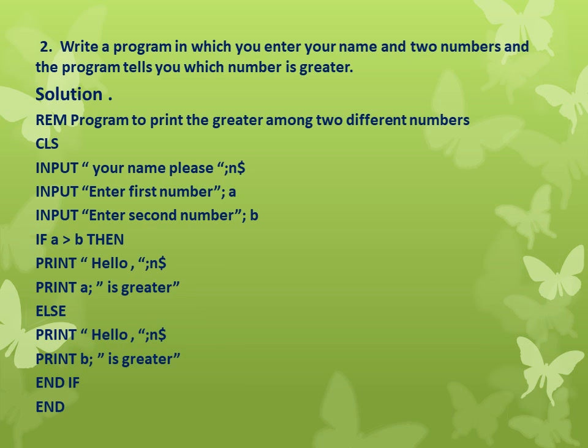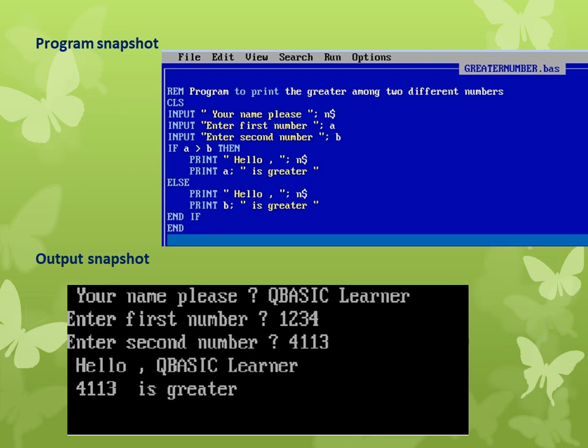If A > B then print "hello"; N$. Print A "is greater". Else print "hello"; N$. Print B "is greater". End If. End. The program snapshot and output snapshot are shown here.